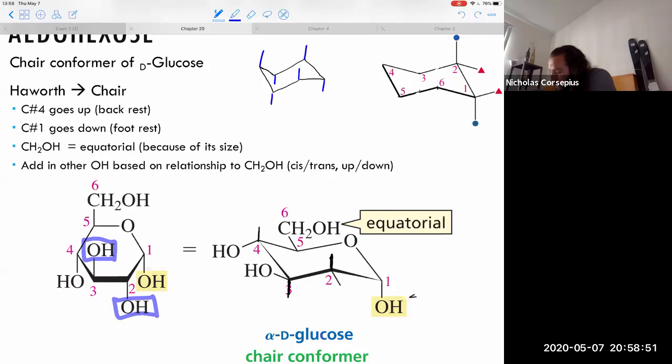So let's say I got to here, okay? I know that my OH group on carbon 3 should be there. All right, that we already have. And then I'm going to look at my Haworth and I see that if I'm comparing carbons 2 and 3, they have to be on opposite sides, right? They're trans from one another.